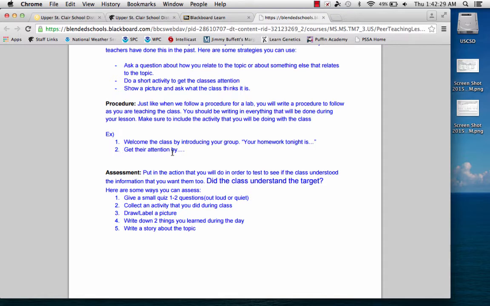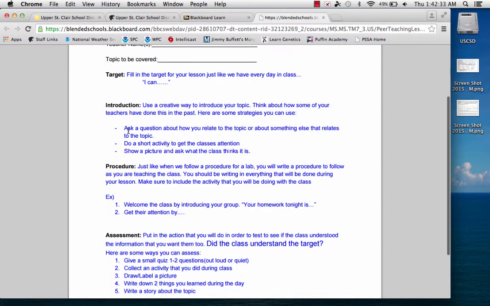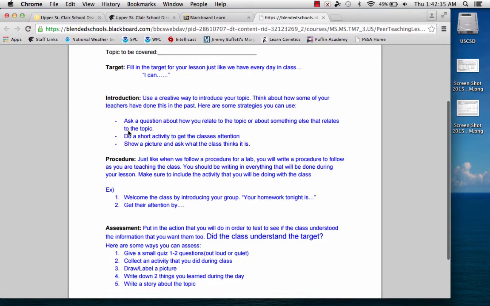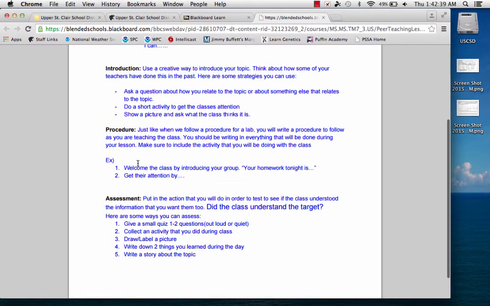And you might say, "Your homework tonight is to do this." Okay, and then you're going to get their attention. Getting that attention is done by the introduction. Doing that grabbing introduction is going to get everybody's attention and get everybody focused for the day. And then you'll continue down the list by presenting the information, doing an activity, and then doing the assessment.